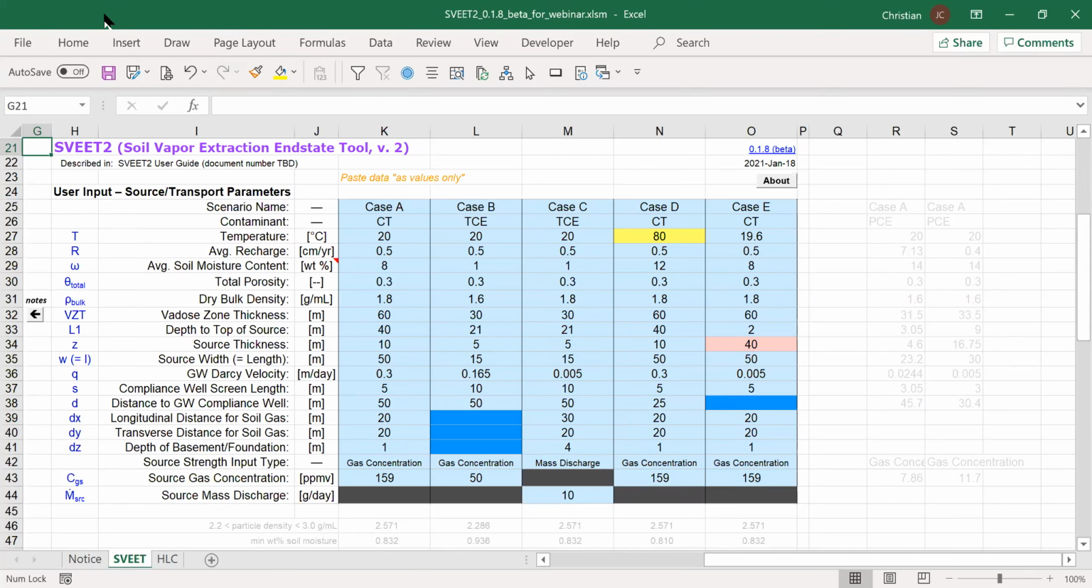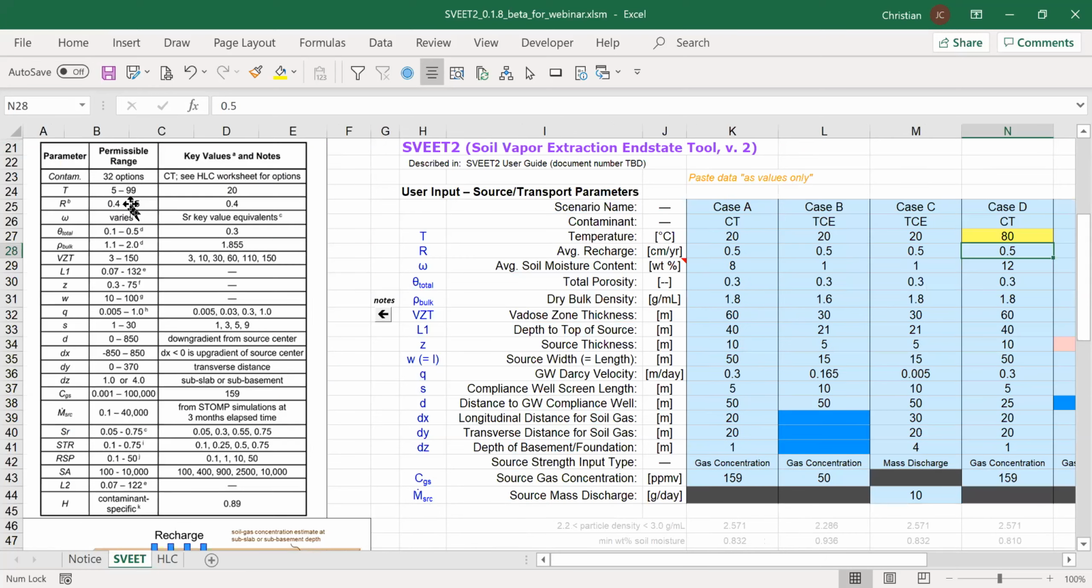So I think maybe the confusion here is based on Chris's screen. It has the average recharge just having 0.5 centimeters per year, so this is just for one specific site. This range goes up to 15 centimeters per year as the high end, and that's still within the assumptions of those underlying STOMP models. So we can still use SVEET to estimate when we have recharges up to about 15 centimeters per year.